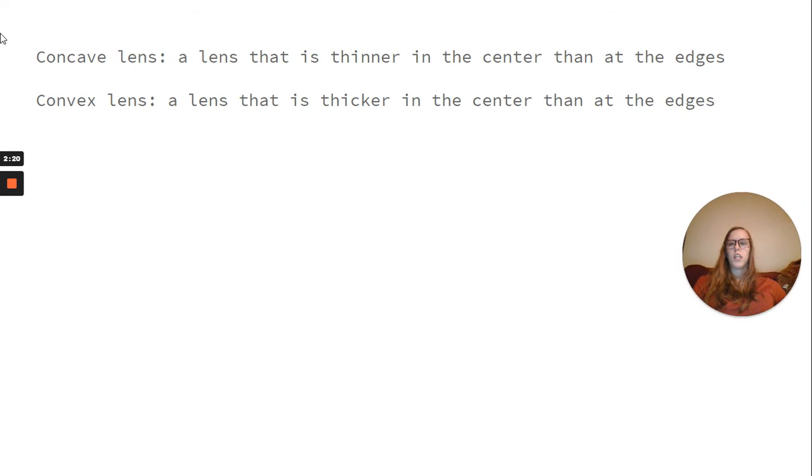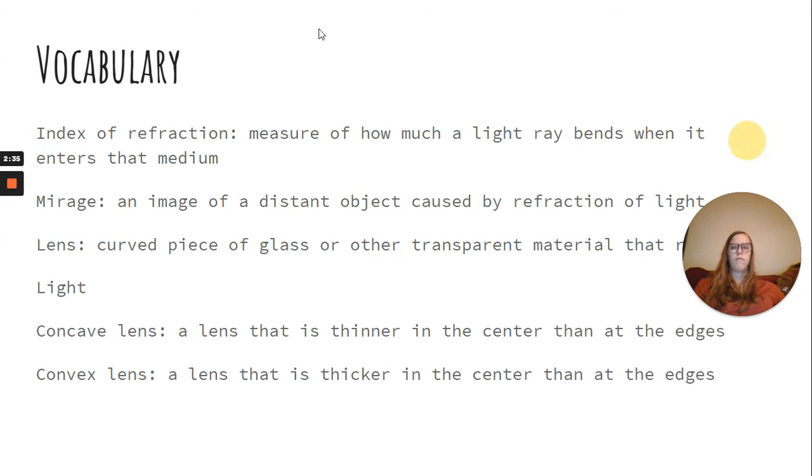And then 2 more words here. Concave lens is a lens that is thinner in the center than at the edges, and convex is thicker in the center than at the edges. Those 2 words will also be on your assignment, so make sure you're keeping those straight. Concave is thinner, convex is thicker.